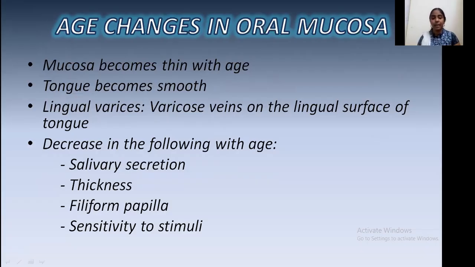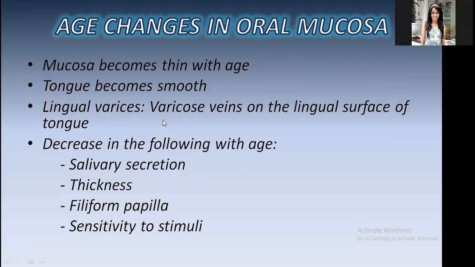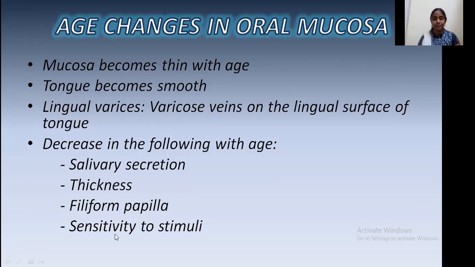Now, the following tend to decrease with age in the oral mucosa. Salivary secretion decreases, thickness of the oral mucosa decreases, the number or the count of filiform papilla in the tongue, the taste buds, decreases. Sensitivity to stimuli also decreases.